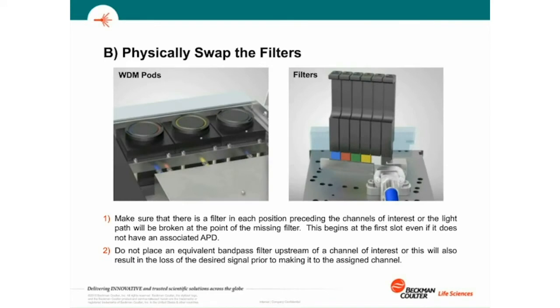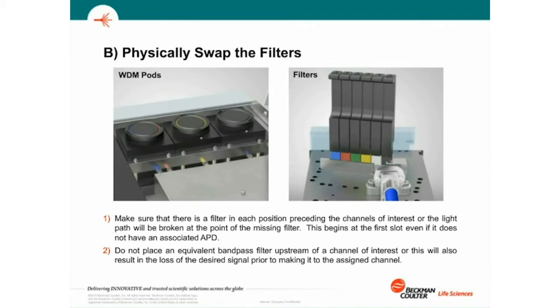The next step is to physically swap the filters in the WDM pods. The way that wavelength-division multiplexing works requires filters to be in each slot for the light from a preceding filter to reach a filter in the subsequent slot. Therefore, if you're missing a filter, even in the first slot without an APD in some WDM pods, the signal will not make it to the subsequent channels.